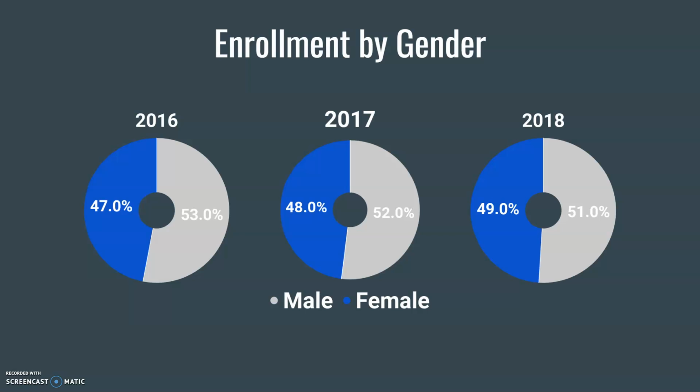Our enrollment broken down by gender, you can see that over the last 3 years, the female population has increased every year by 1 percentage point. Currently, in 2018, we have 51% male students and 49% female students.